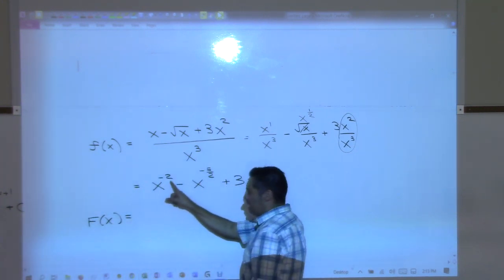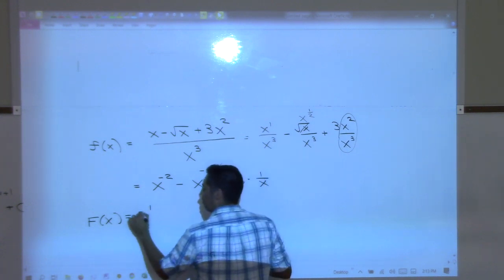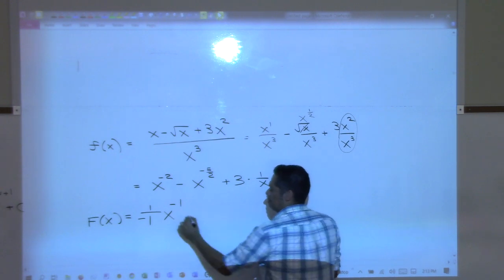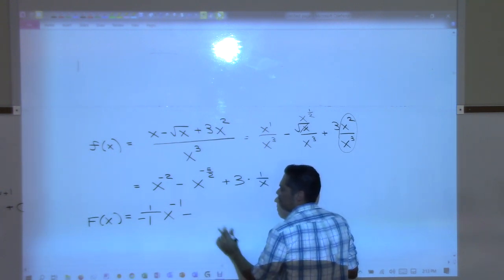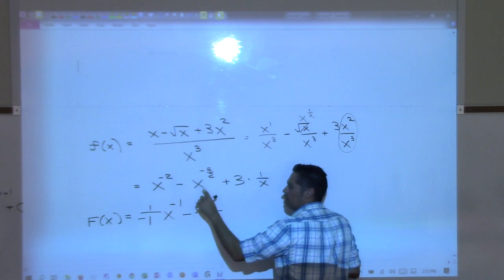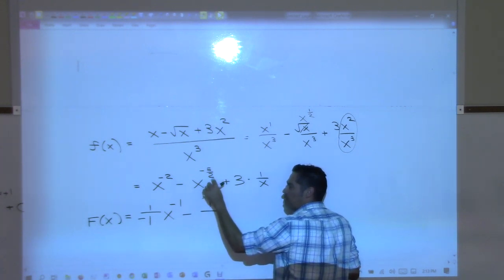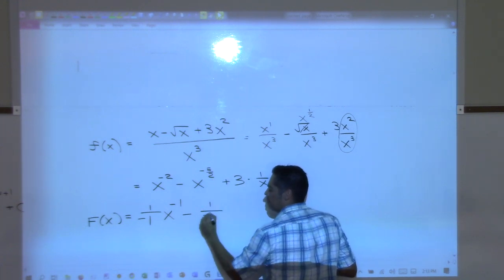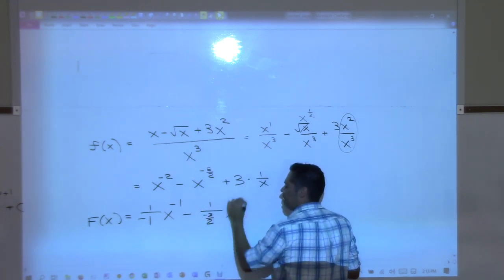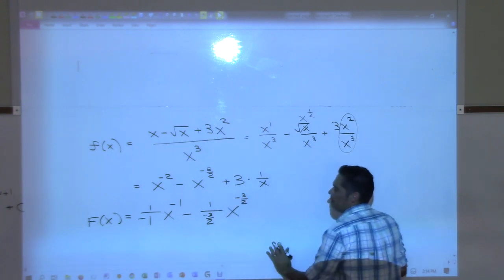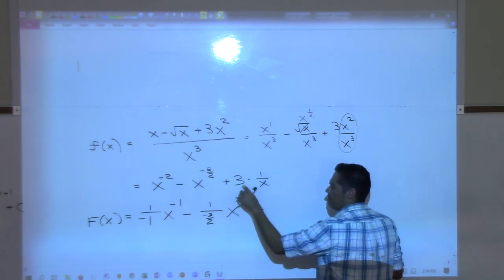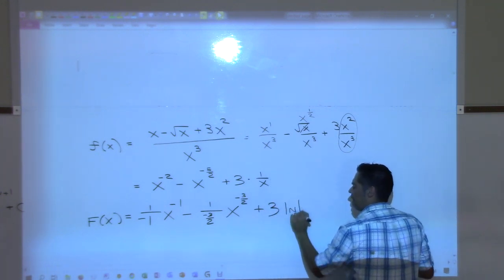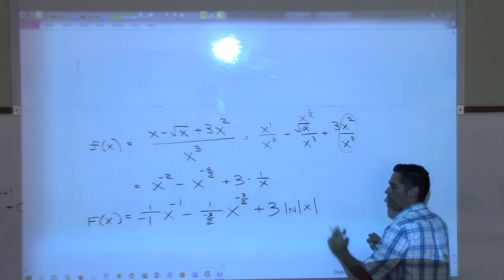So here n is negative 2, so I need to add 1 to that. So I get 1 over negative 1 x to the negative 1. Minus, okay, 1 over, so I have to add 1 to that power, right? What happens when you add 1 to this? What do you get? Negative 3 halves, or negative 3 over 2. So that goes down here. X to the negative 3 over 2. And then plus 3 comes for the ride. Antiderivative of that, natural log of the absolute value of x, and then plus c.